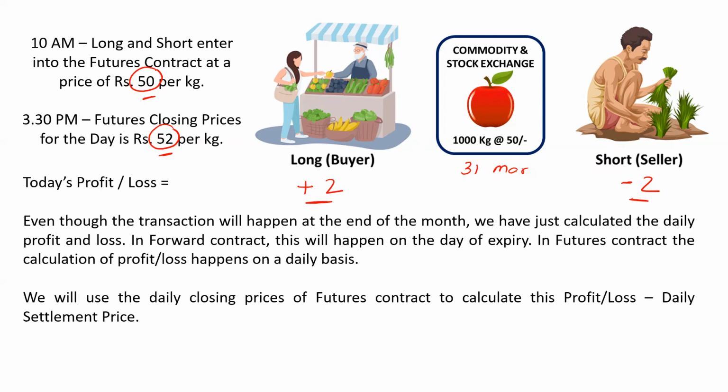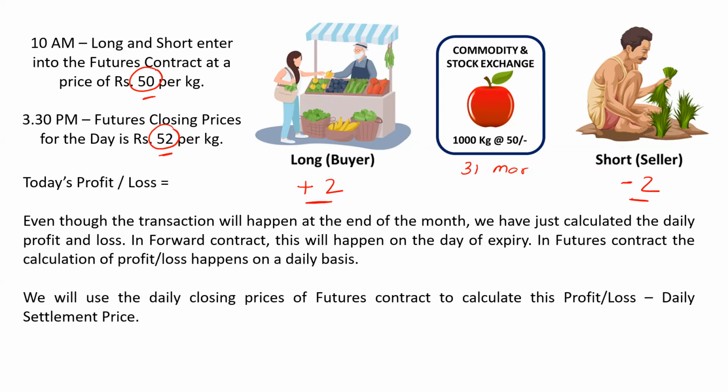Now we are going to use the daily closing prices of the futures contract in order to calculate the profit and loss. So we did not calculate this profit and loss at 2:30, or around 11 a.m., or 12 p.m., or 1 p.m. We have done this profit and loss calculation only at the end of the day when the closing price is given by the exchange. So this calculation of profit and loss will happen only using the closing prices, and this is known as the daily settlement price.